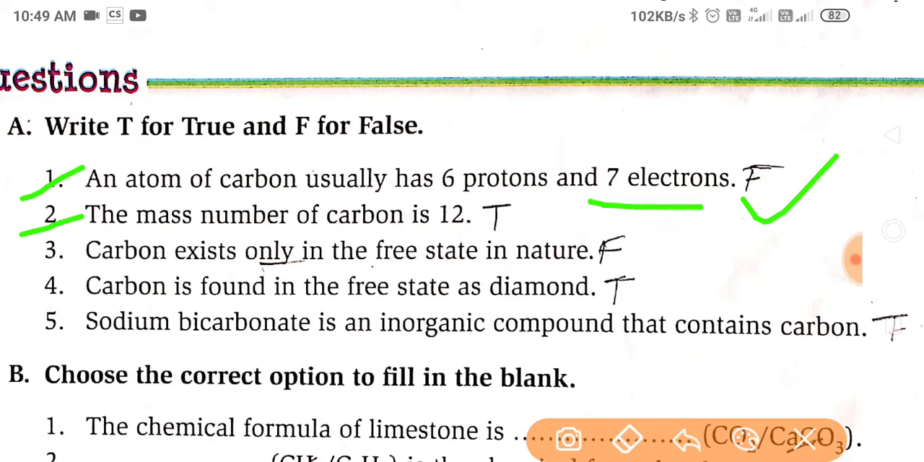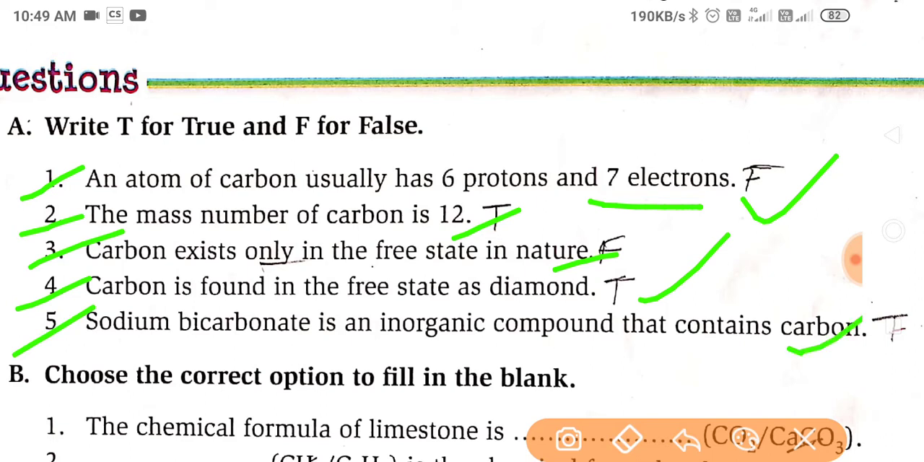Okay. The mass number of carbon is 12. It is true. Carbon exists only in free state in nature. Okay, it is false. It occurs in combined form also. Carbon is found in the free state as diamond. It's right. And sodium bicarbonate is an inorganic compound that contains carbon.